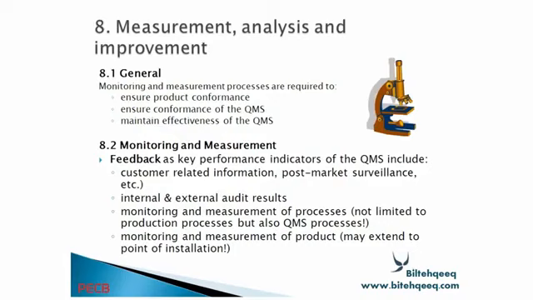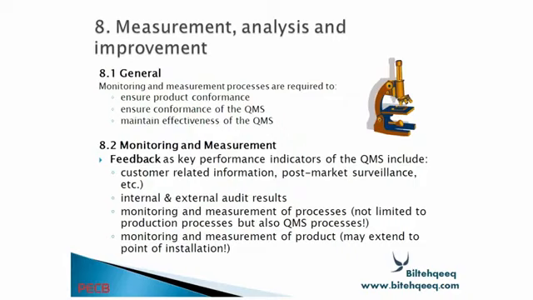Monitoring and measurement processes are required to ensure conformance of the quality management system. And now we are going to discuss clause 8, measurement, analysis and improvement. It starts with 8.1 general requirements. Monitoring and measurement processes are required to ensure product conformance, ensure conformance of the quality management system, and maintain effectiveness of the quality management system. And 8.2 states monitoring and measurement.